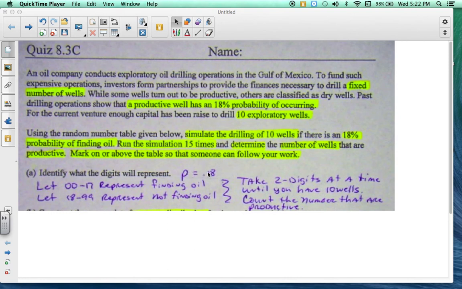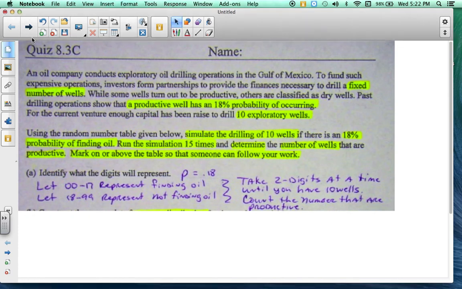Now the probability we're dealing with is 0.18. So we're going to let 00 to 17 represent finding oil, and 18 through 99 represent a well not finding oil. All right, we're going to take 2 digits at a time until you have 10 wells, and we're going to count the number of wells that are productive.